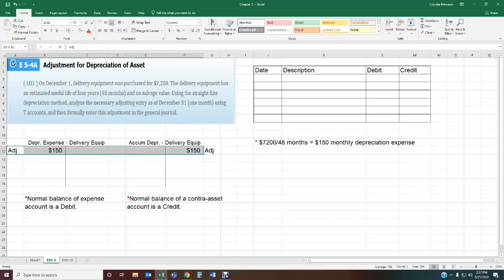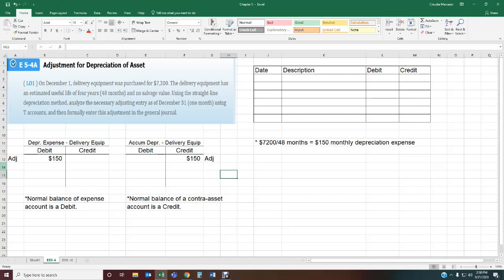Let me copy this down, that way I can reference it, because some students might get confused. So that would be my debit, that would be my credit, that would be my debit, and that would be my credit. That way we are clear on the columns. It's very important that we know the normal balances of our accounts. Whenever we see an expense account, we're always going to debit. When we see accumulated depreciation, that's a contra asset account, and we will always credit it.